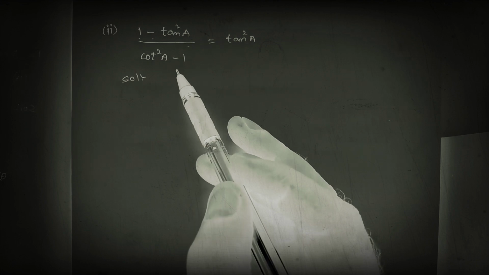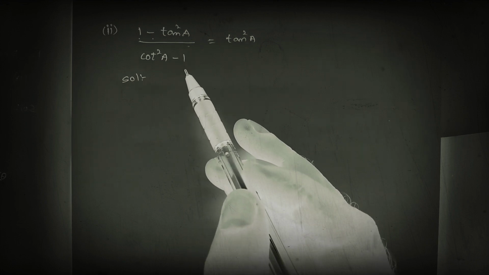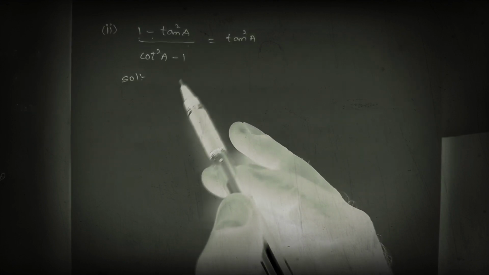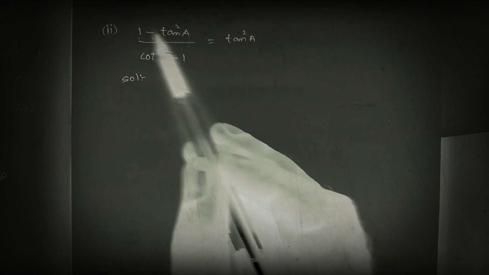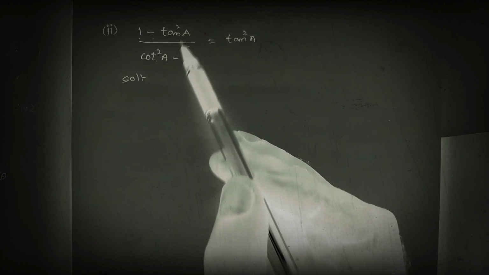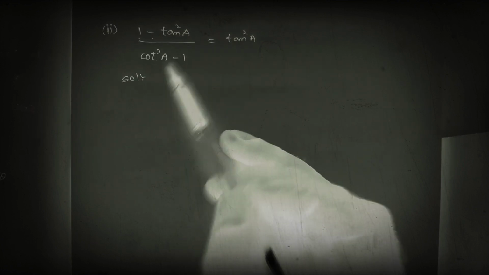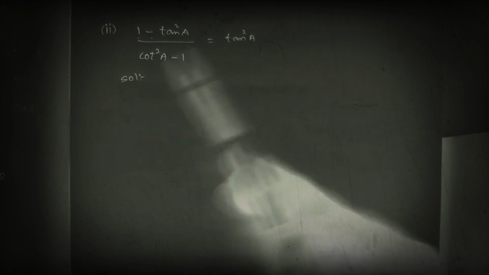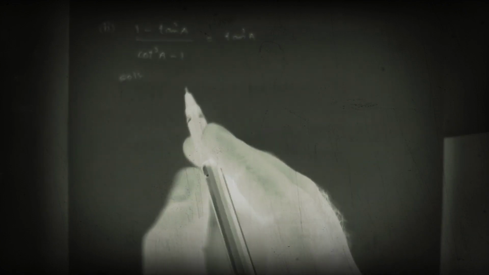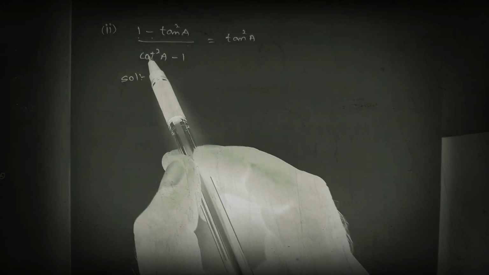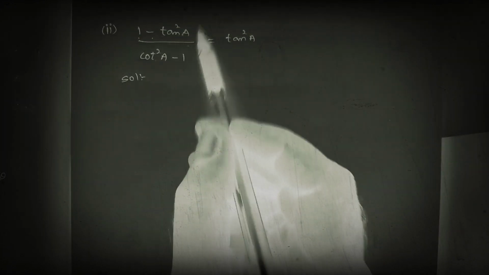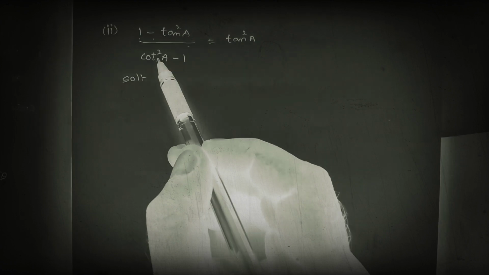I told you about rationalizing the denominator, but we don't always have to go with rationalizing alone. We can use another method also. Tan we can write in terms of sin by cos, cot also in terms of cos by sin, and simplify by taking the LCM. Otherwise, we have one more option. Cot is what we want to bring in terms of the RHS, tan. In the numerator we already have tan, so we can convert cot in terms of tan.